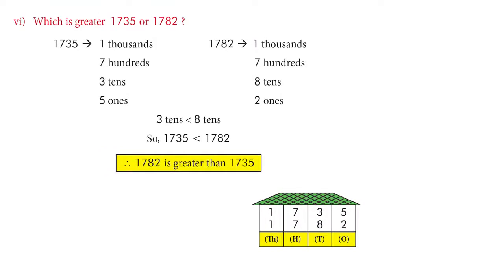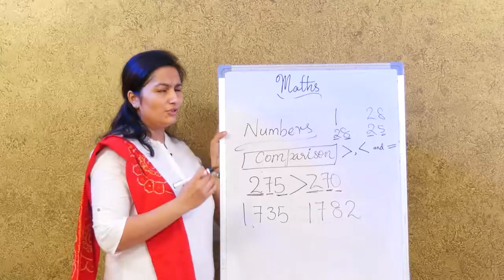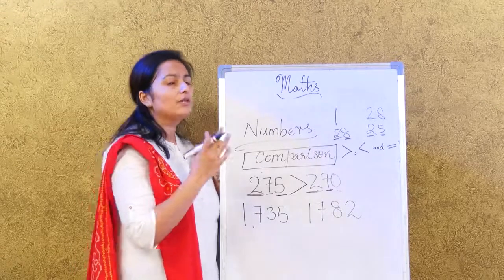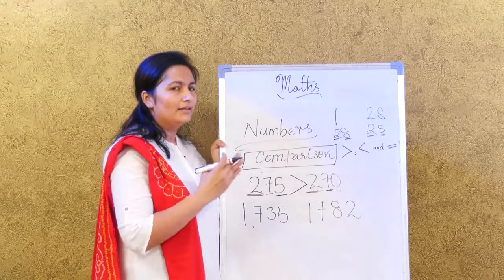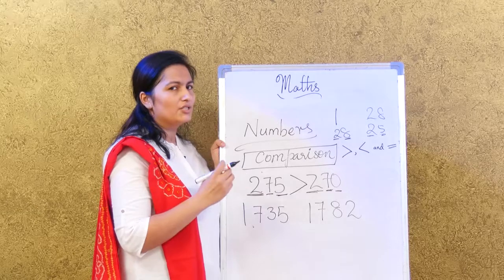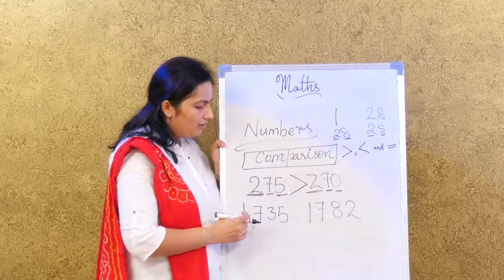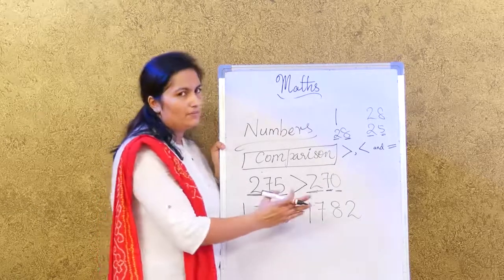Textbook page number 62. The numbers are 1735 and 1782. So, first for you to look at the number: are they 1 digit, 2 digit, 3 digit, 4 digit? We will look. Okay. Both are 4 digit numbers.